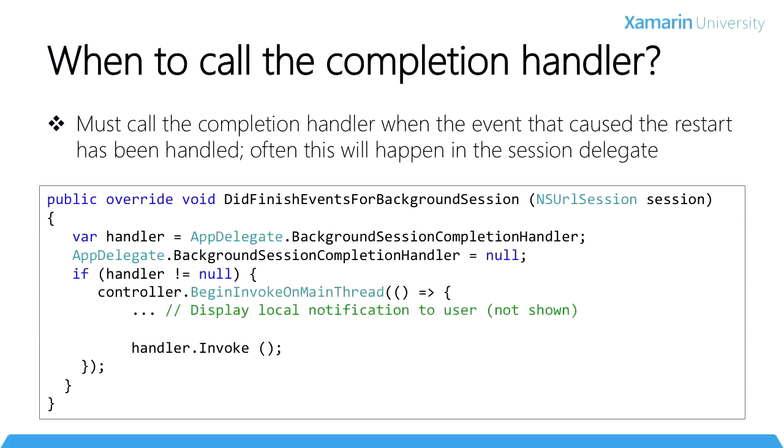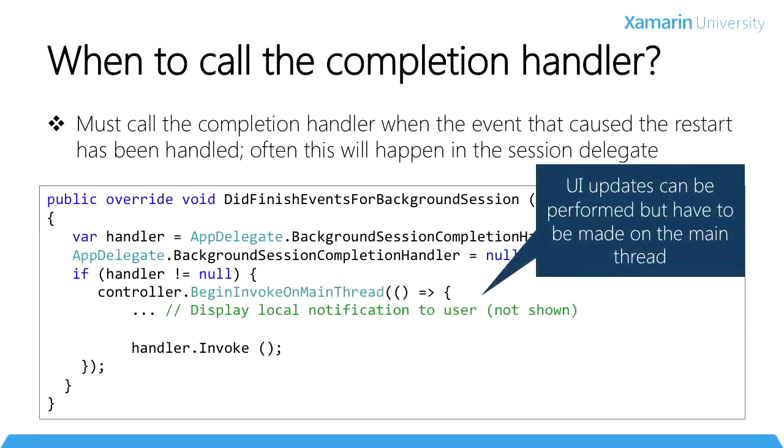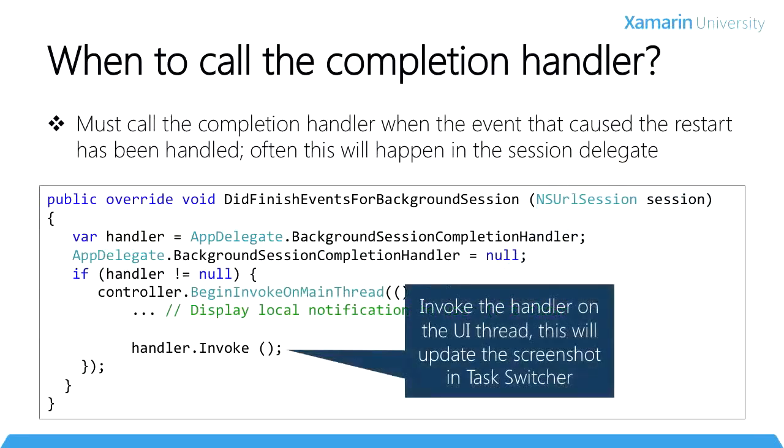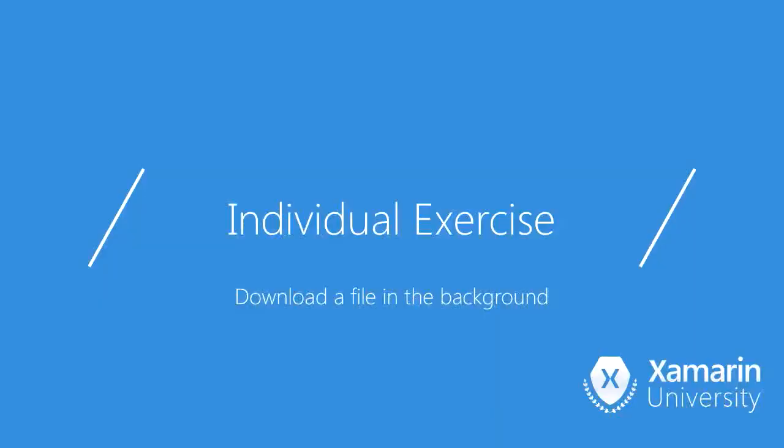It is very important to execute all operations on the UI thread here, otherwise you will make your app crash. So let's go through this. We use BeginInvokeOnMainThread, where we display maybe a local notification. We can also show an alert view if we want to. And when we're done with everything, we invoke the handler that we received in the app delegate. Then our image in the task switcher will be updated. And also iOS is now ready to suspend our app because it's no longer executing code in the background.